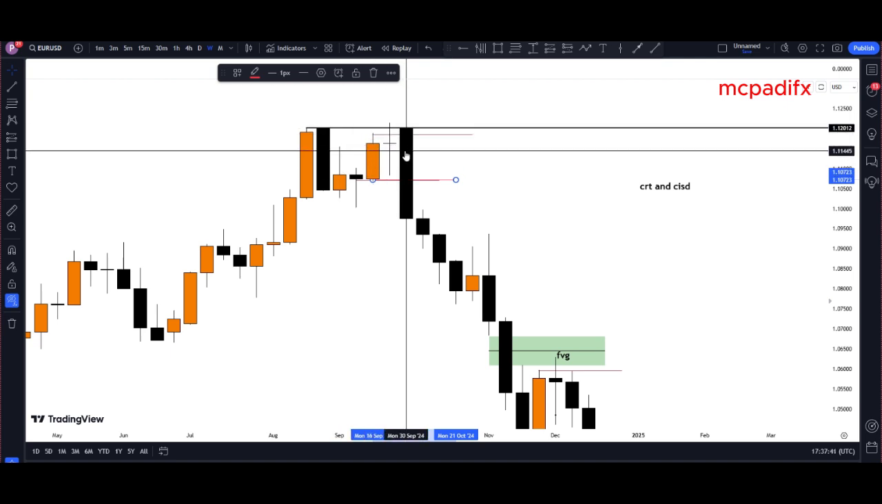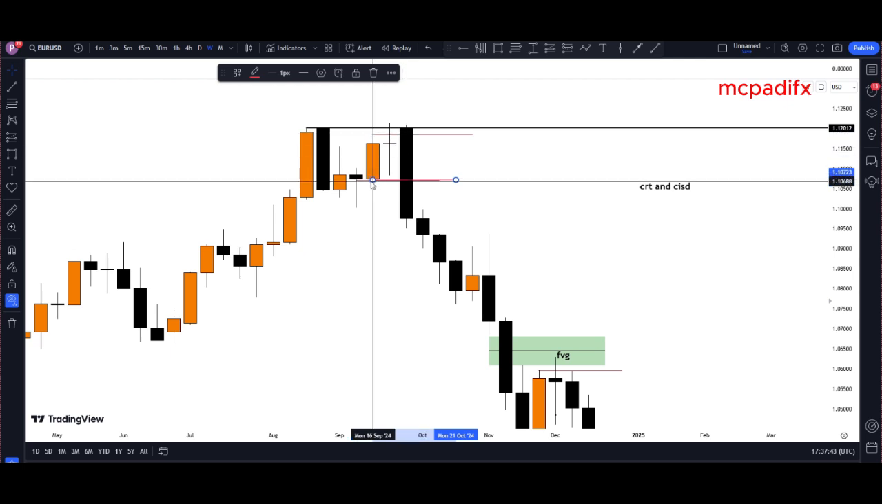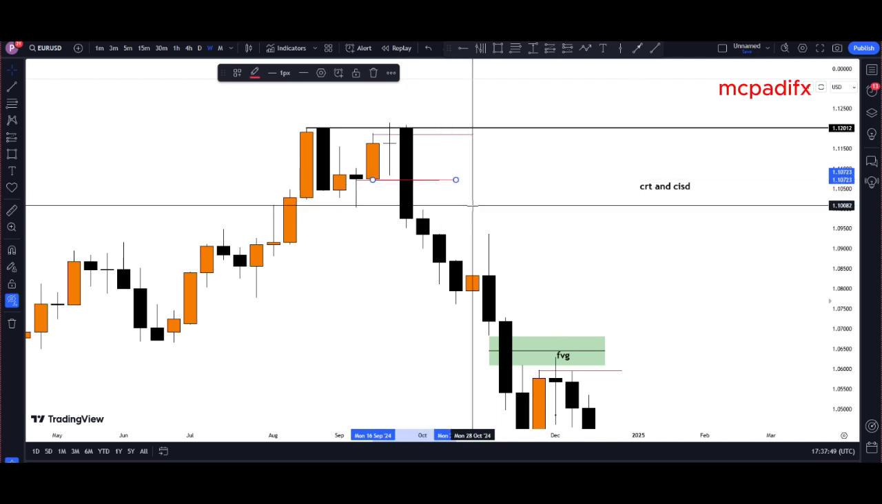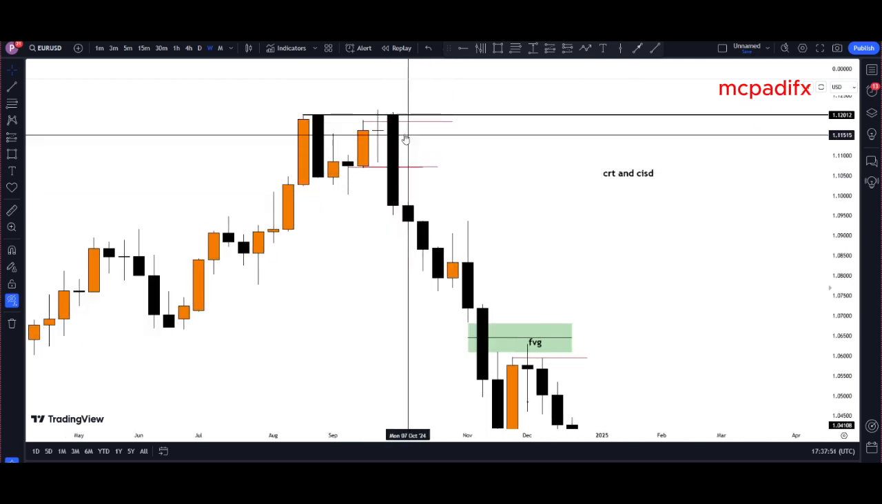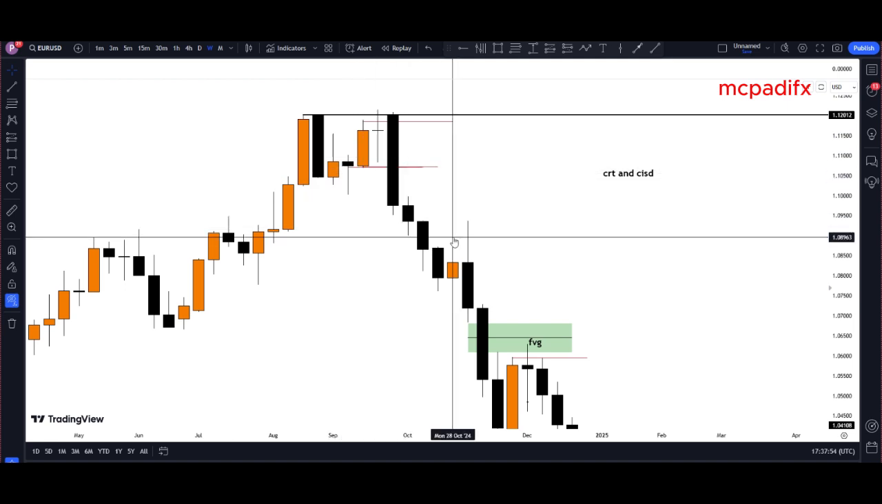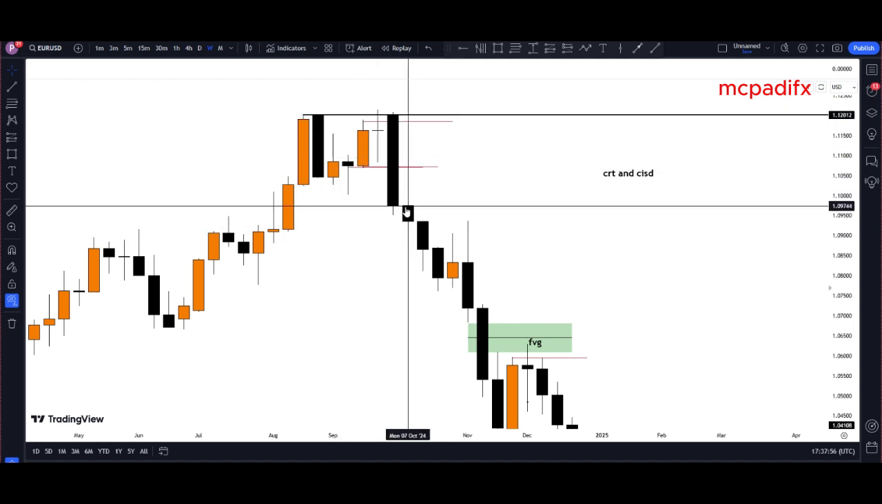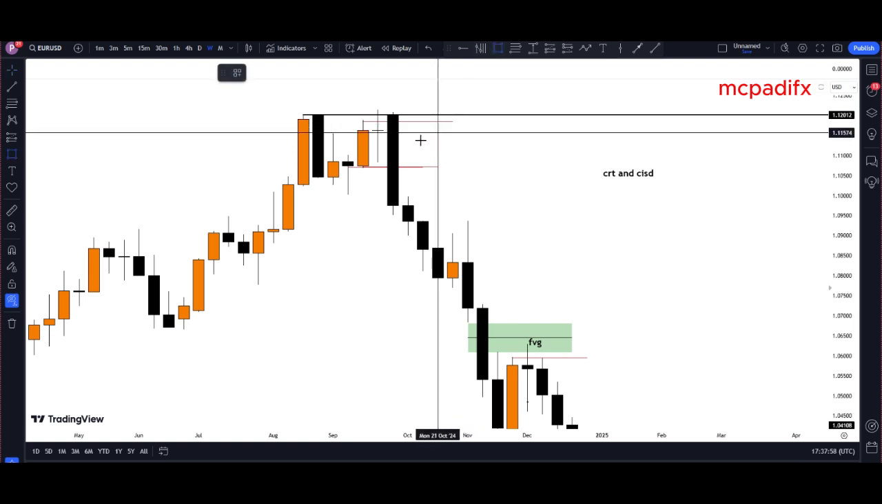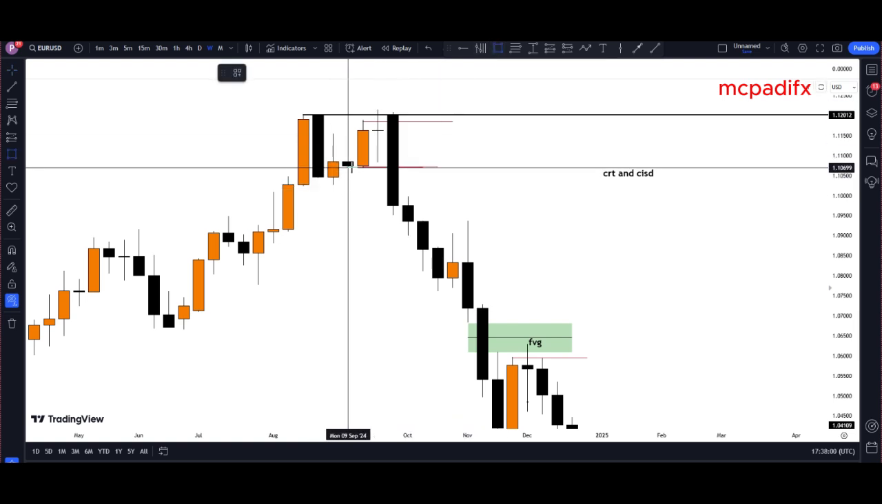Now when this candle opens, it closes below the low of this bullish candle. This means that CSD has formed. That means that we are ready for a change in the state of delivery. What this candle means is that there were a certain number of buyers over here.